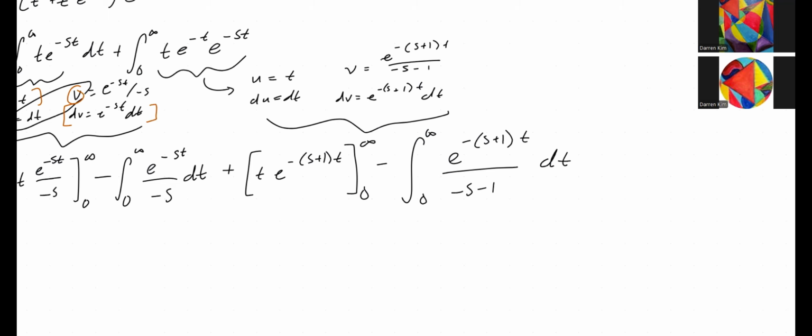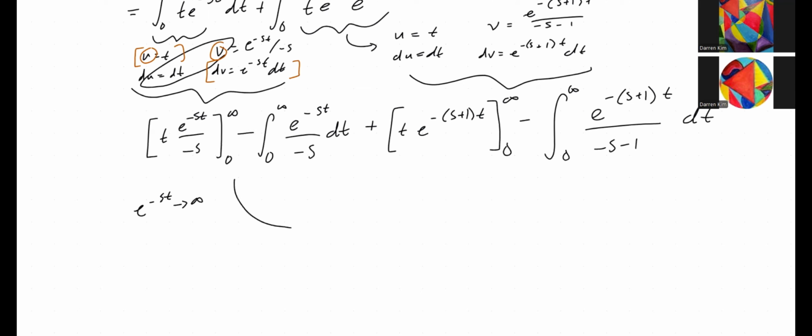Okay, so one thing you need to realize is that as e to the negative st goes to infinity, it goes to 0. If you look at the graph, it just goes to 0 at infinity. So if you take the limit of this function, it will go to 0. Now the question is, how about t? Because t is also increasing.